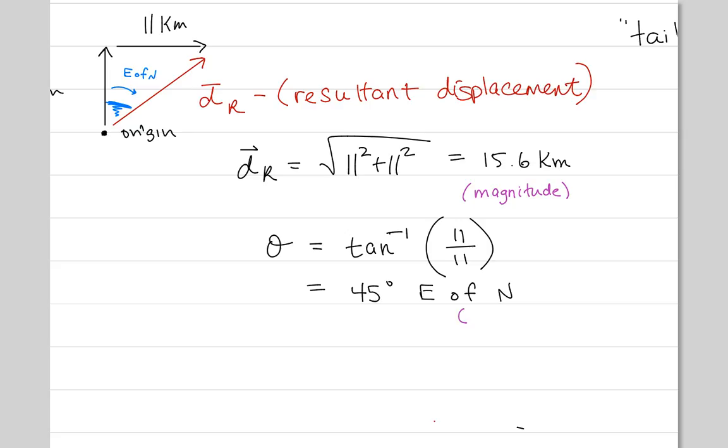I'll just finish the notes off here. Direction. So there's your, I guess, the final answer, you'd write it like this. D equals 15.6 kilometers, 45 degrees east of north. Okay?